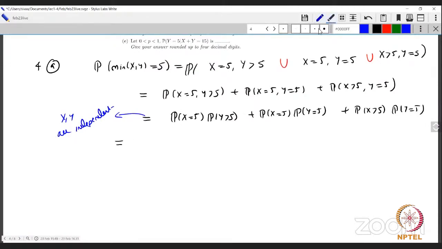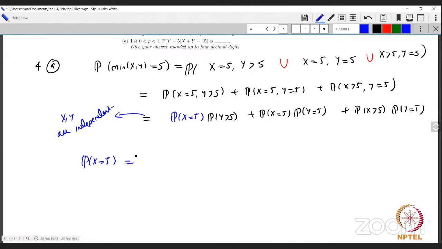So let's go step by step. Let's compute each one of them. Probability x equal to 5, let's compute this first. Probability x equal to 5 means what? At the fifth toss, you got a head, and the first four tosses, you got tails, right? So it is just p times (1 minus p) to the power 4.